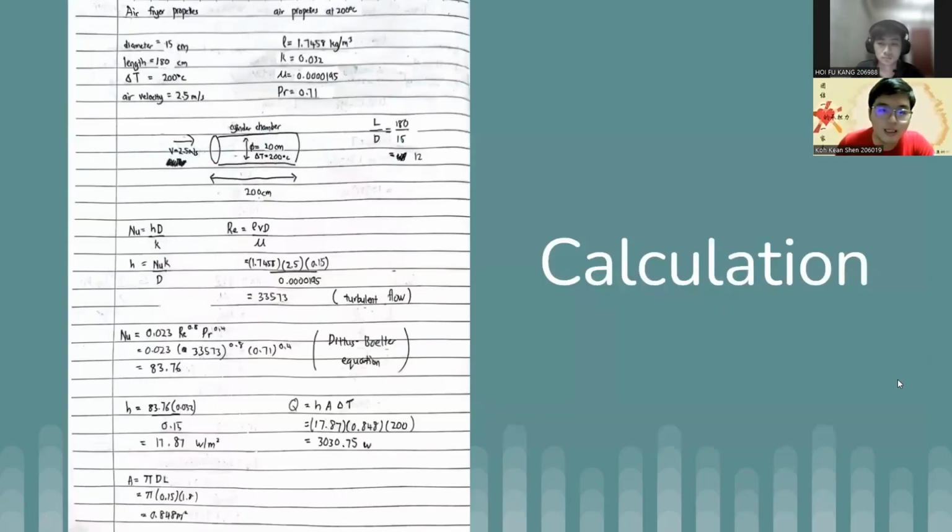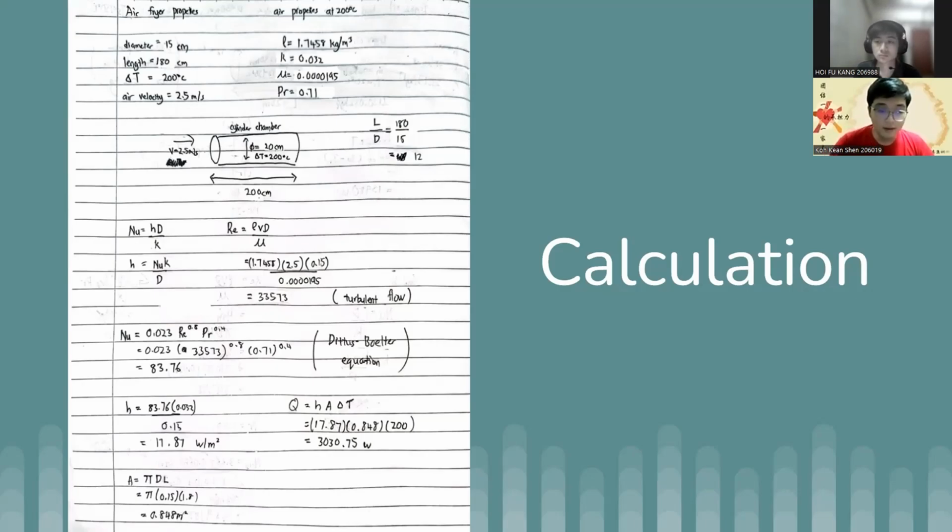As you can see in the calculation part, we assume that the diameter and length are 15 cm and 180 cm respectively, and the delta T is 200 degrees Celsius. At the film temperature, we find the properties of density, thermal conductivity, viscosity, and Pr, and we substitute them into the Nusselt number and Reynolds number equations. We can see that the Reynolds number is 3,573, which we consider a turbulent flow.